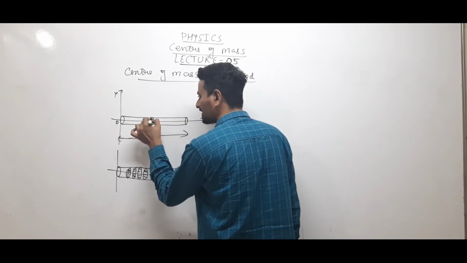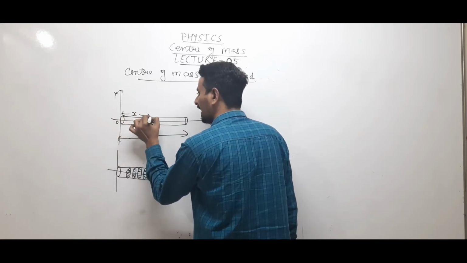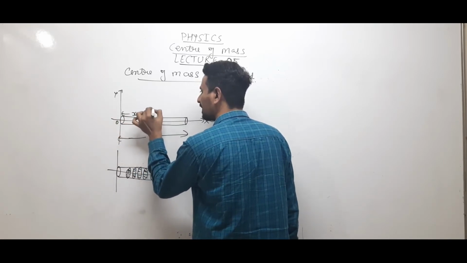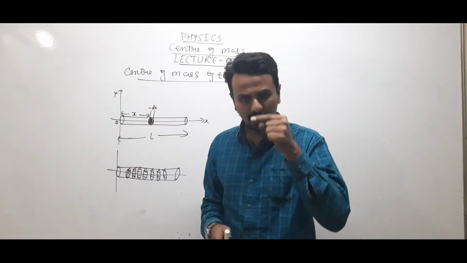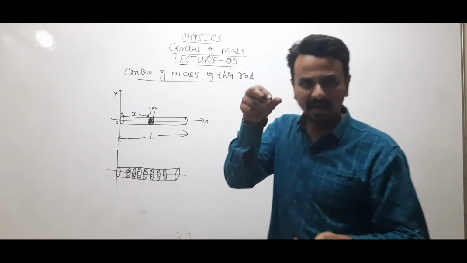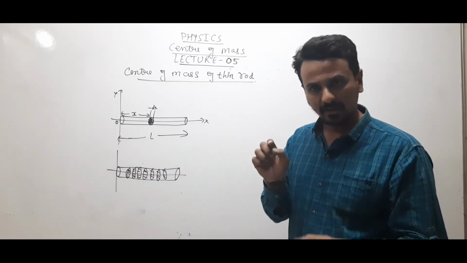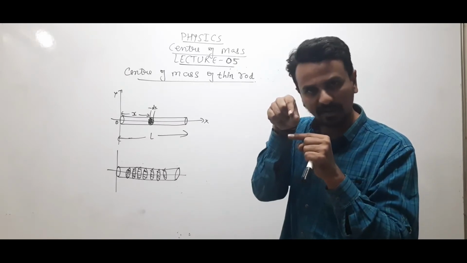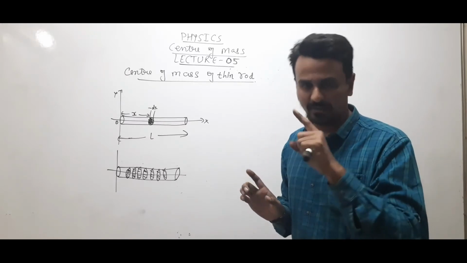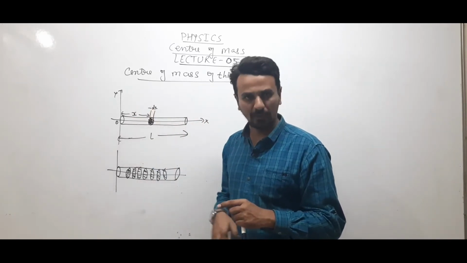Let this be the mass element dm. Let the distance of this mass element be x and let the length of this mass element be dx. I have considered a very small element, right? This is dx, the mass is dm and it is at a distance x. Clear? This is the element. This is the thickness dx and the mass is dm. So this element I have supposed at a distance x from the origin.